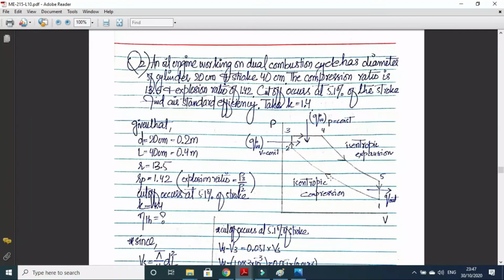We can move forward. An oil engine working on dual combustion cycle has a cylinder diameter of 20 cm, the bore is given, the stroke is given as 40 cm, the compression ratio is 13.5. The explosion ratio is 1.42. Cutoff occurs at 5.1% of the stroke. Calculate the air standard efficiency. Take k equal to 1.4.